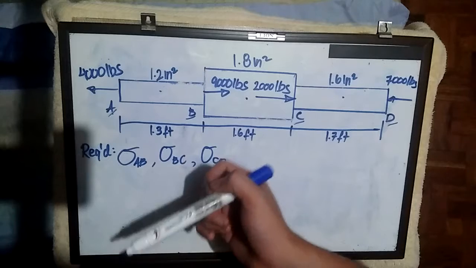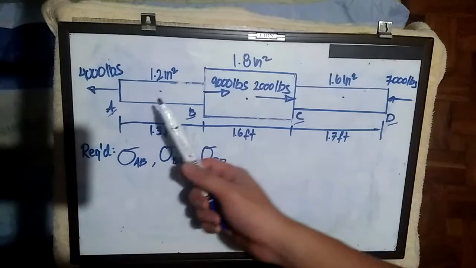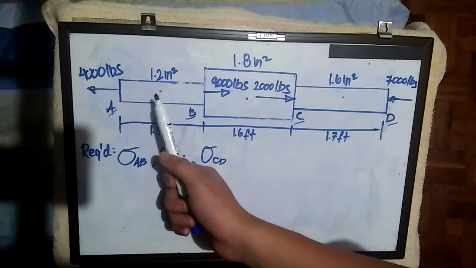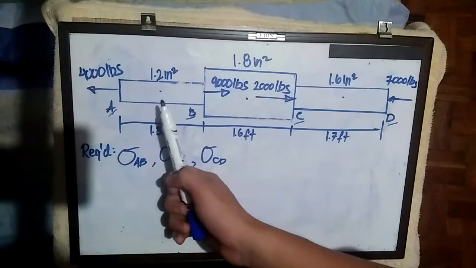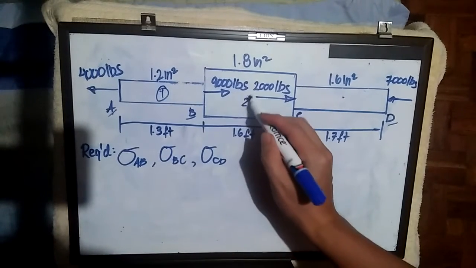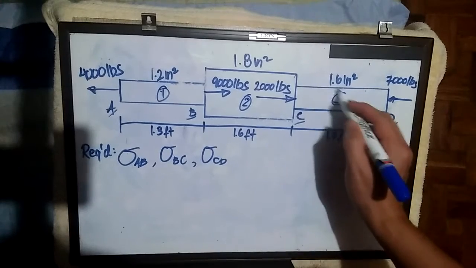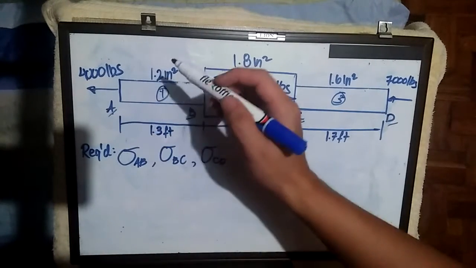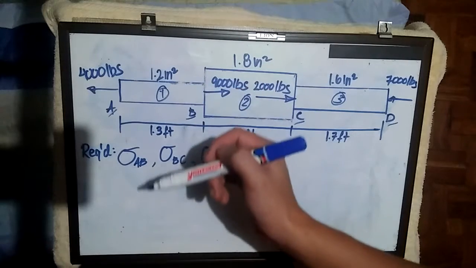So, ano po ba yung catch dito? Okay? Since meron po tayo ditong solid shaft having 3 segments, so meron tayo dito number 1, meron tayo number 2, and meron tayong number 3. By applying the method of sections, kailangan natin malaman kung ano yung internal forces niya.